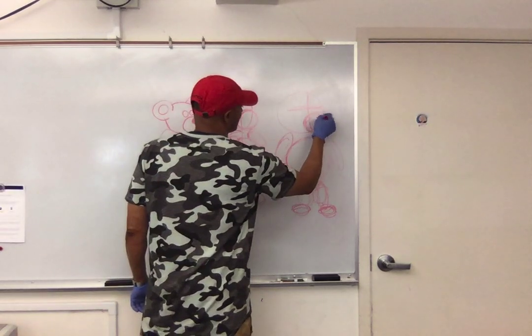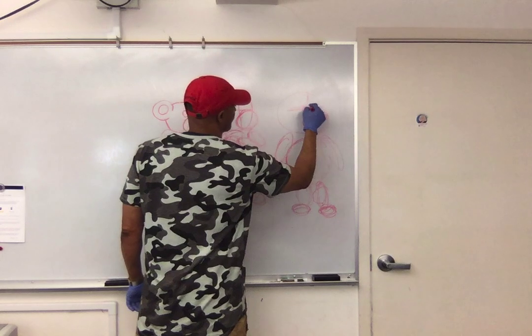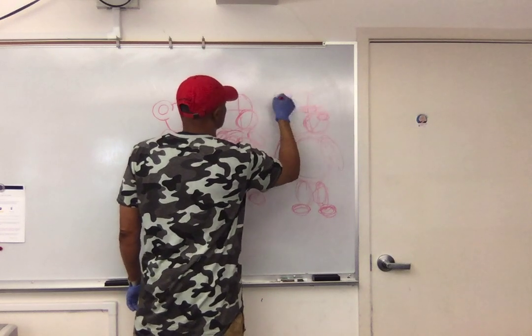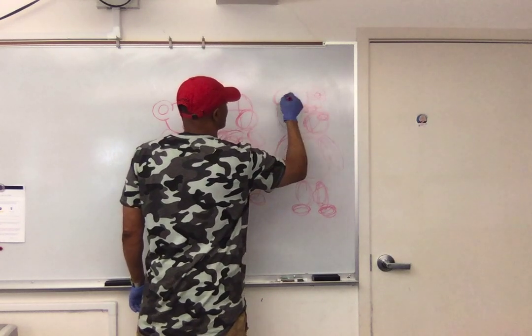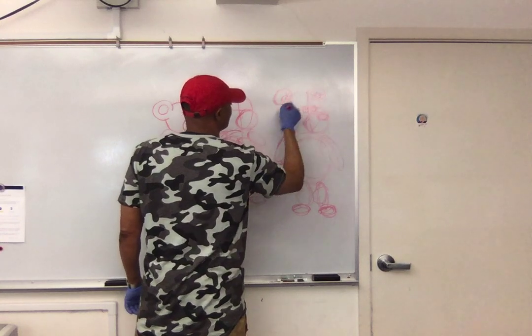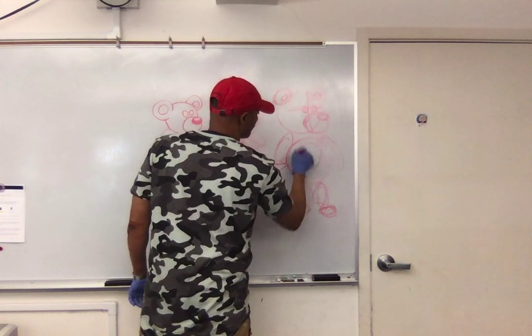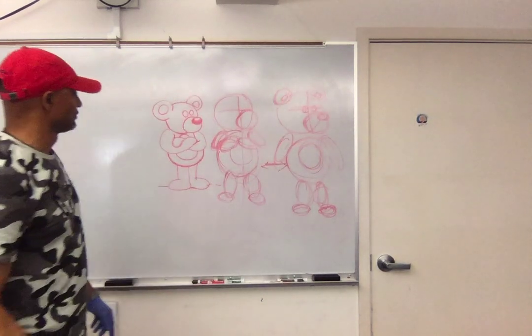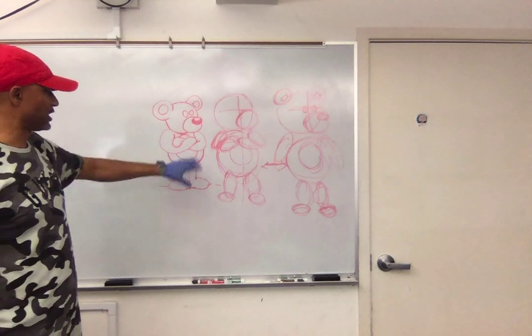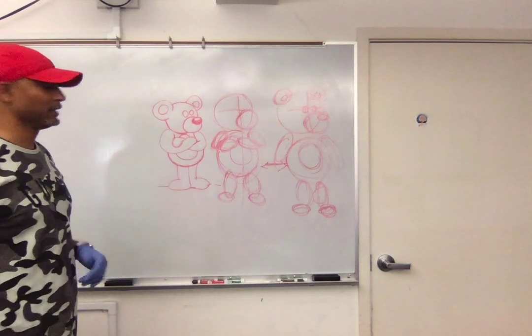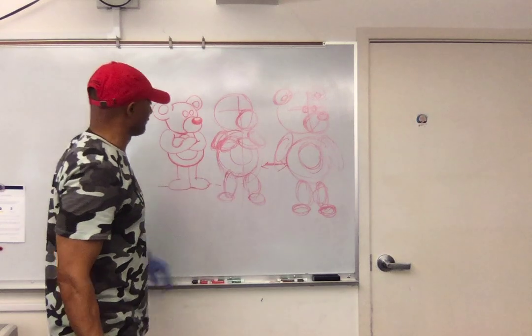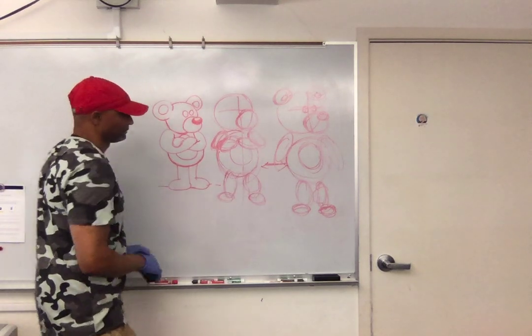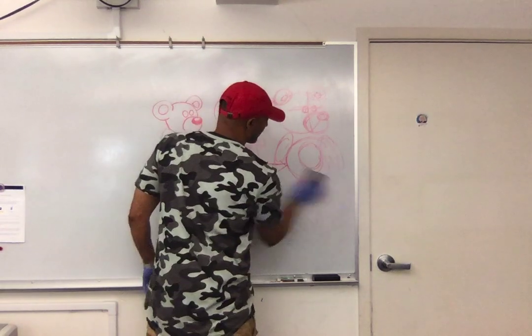Then you add that circle here, circle for the eyes, circle here, circle here, circle there, circle in the middle if you want. You're going to add where that fur changes color of the belly. And there you have your basic bear character.